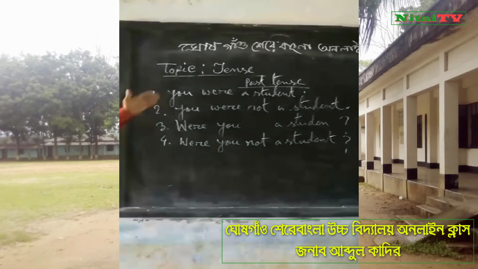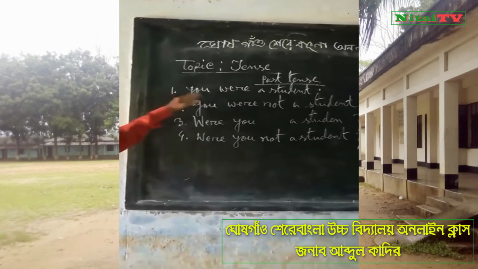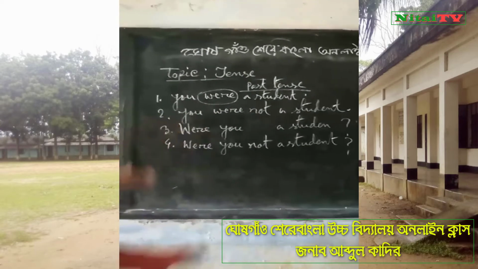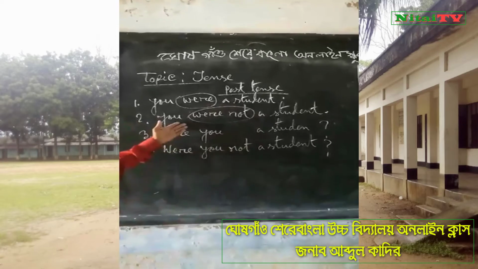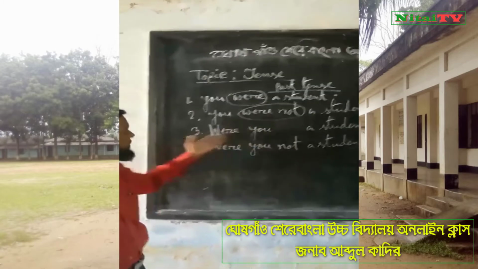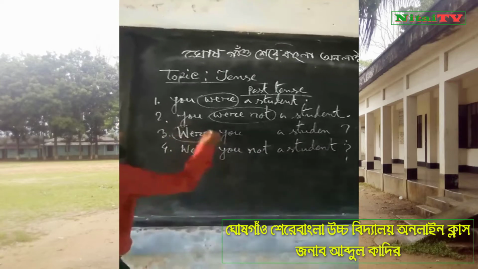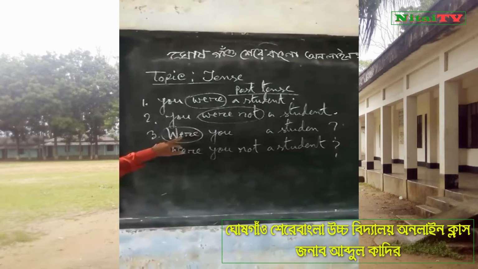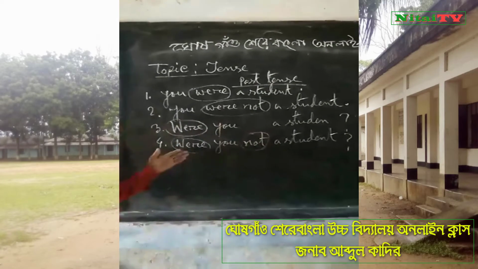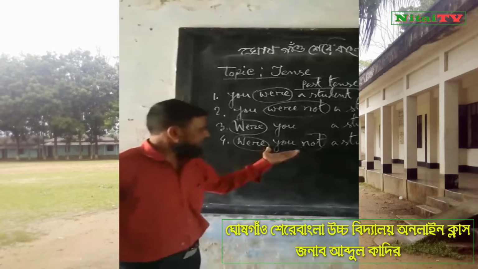As before, here are the four sentences. Number one, you were a student. This is be verb in past tense and affirmative sentences. We were not a student. Here, were is be verb in negative sentences in the past tense. Were you a student? Here, were is be verb in past tense, in interrogative sentences, and were not be verb is used in negative interrogative sentences in the past tense.